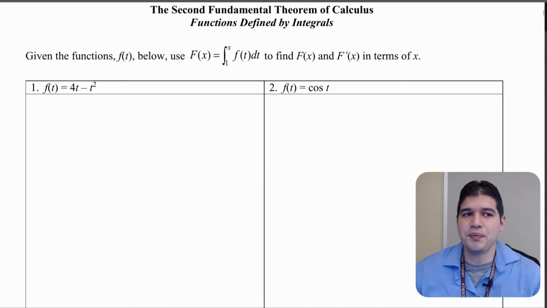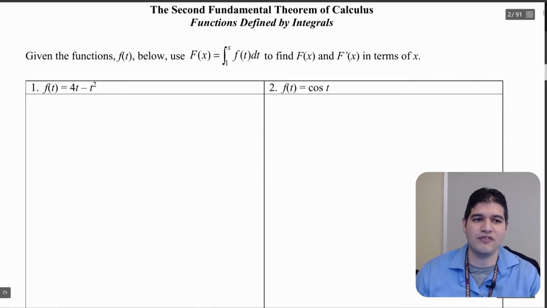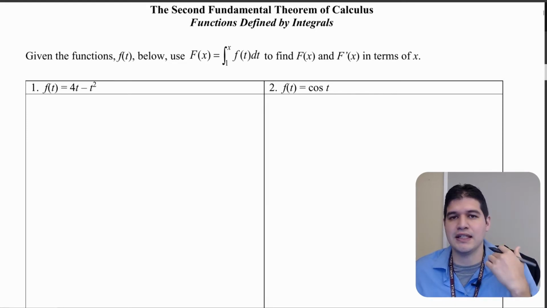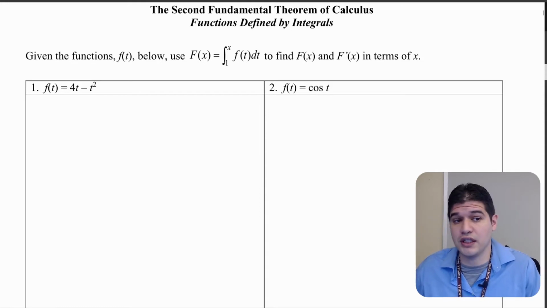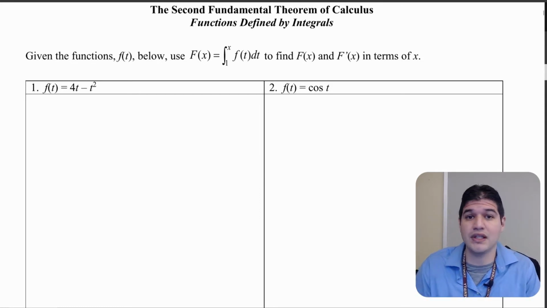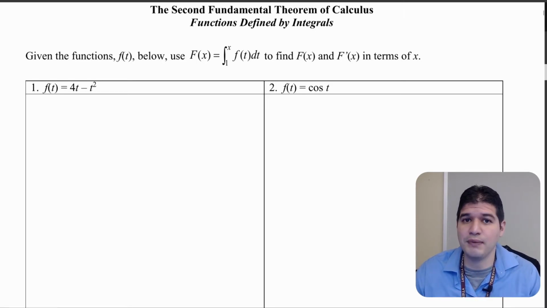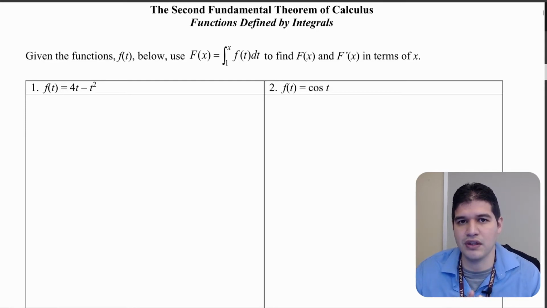So the second fundamental theorem of calculus is going to work specifically with functions defined by integrals. Things like, okay, I have a function and it's going to be equal to an integral from a value to x, or there could be an additional function. Instead of 1 to x, it could be 1 to x squared or something like that. So let's start by finding F of x and F prime of x, and we're going to start to get some ideas about the second fundamental theorem of calculus.